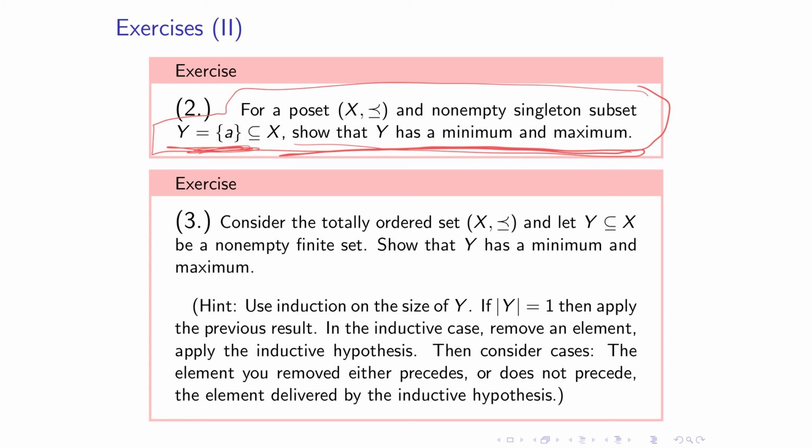For a slightly more interesting and challenging exercise, suppose, and this time specifically, that you have a totally ordered set X ordered by preseq, and let Y be some non-empty finite set. Show that Y must also have a minimum and a maximum. Hint: use induction on the size of Y. I give you a little bit of guidance here. I won't talk you through it, but you can read the guidance here if you want any more of a hint about how to approach this problem.